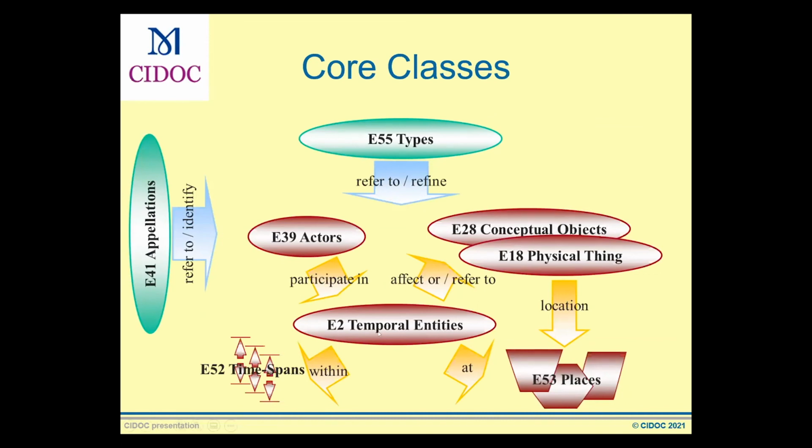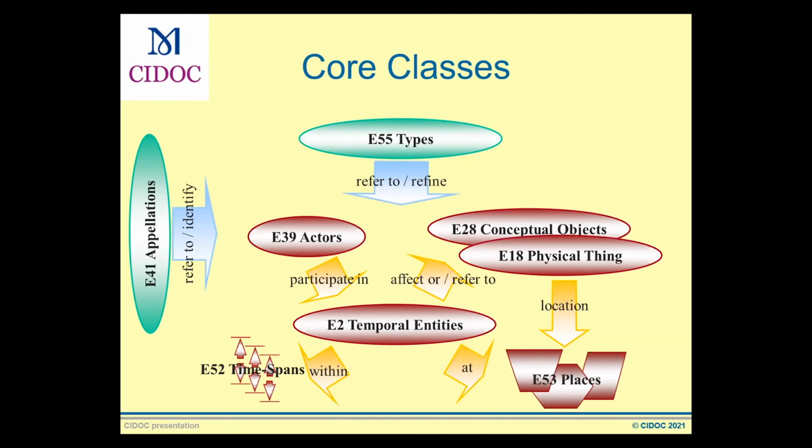So the core classes then are this idea of temporal entities which drive the model, and temporal entities have relationships with time spans, they occur in places, they have actors who participate in them, remembering actors can be individuals or groups of individuals, and they affect or refer to conceptual objects, so these are immaterial objects, and physical objects, physical things. And there's a nice difference between conceptual objects and physical things. Conceptual objects can never be destroyed.